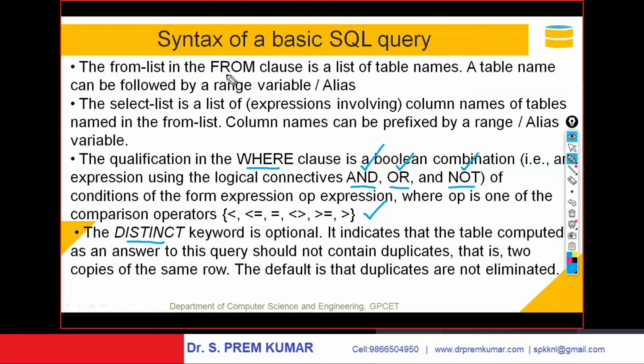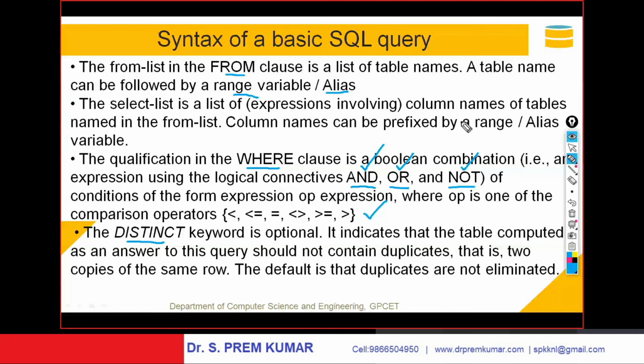Similarly, after from, you can write the table name along with a range variable, or we call it an alias. That is, select S.name from sailor S. Here S is nothing but a range variable, or we call it an alias. That is about the select clause.